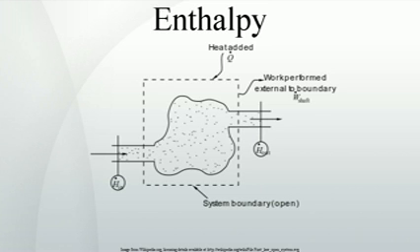Enthalpy. Enthalpy is a defined thermodynamic potential, designated by the letter H, that consists of the internal energy of the system plus the product of pressure and volume of the system. Since enthalpy, H, consists of internal energy, U, plus the product of pressure, P, and the volume, V, of the system, which are all functions of the state of the thermodynamic system, enthalpy is a state function.